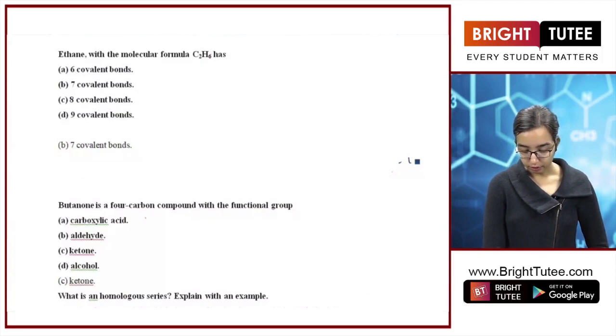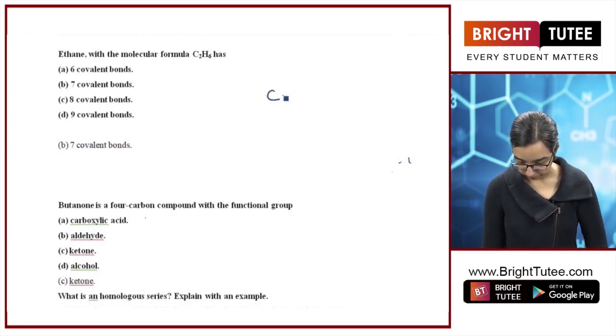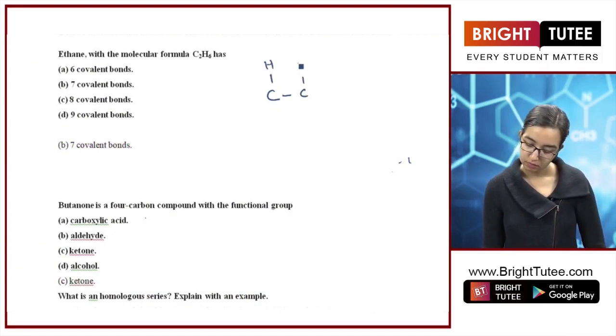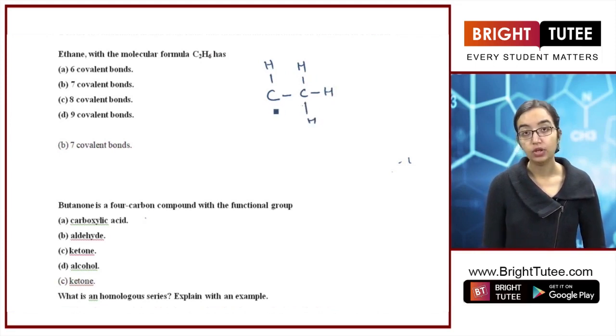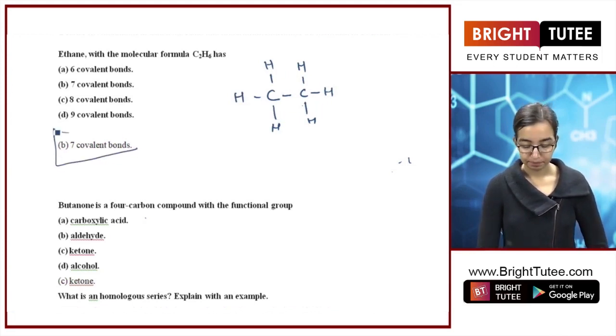Ethane with molecular formula of C2H6 has how many covalent bonds? Let's draw the structure to understand. Now let's count the number of covalent bonds. It's 1, 2, 3, 4, 5, 6, 7. So it has 7 covalent bonds.